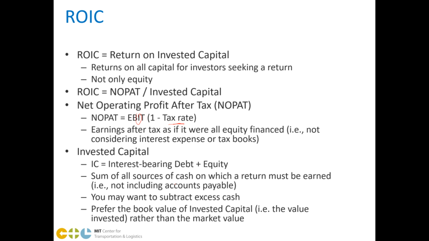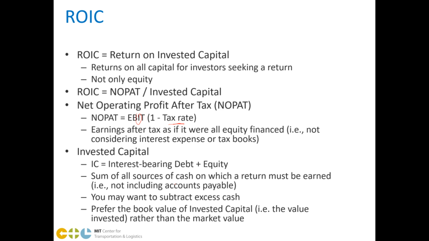But for example, we're not going to include accounts payable, which is a source of cash where our suppliers allow us to pay later. So effectively they're giving us financing because we take ownership of the product before we have to pay for it. But they don't expect us to pay a return on that, so we're taking that out.